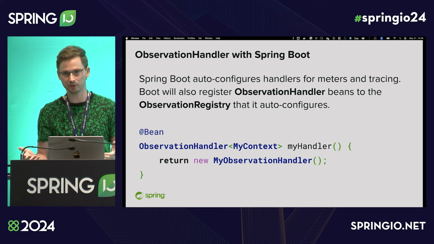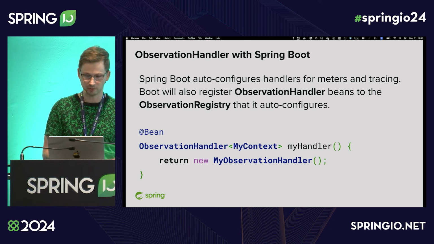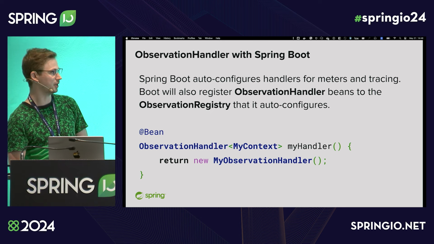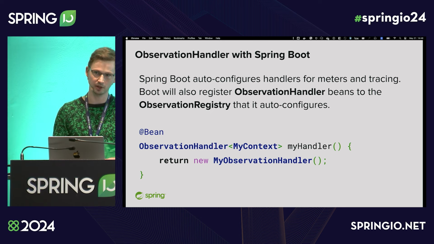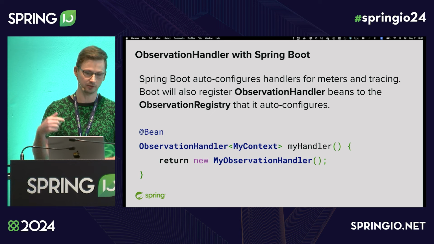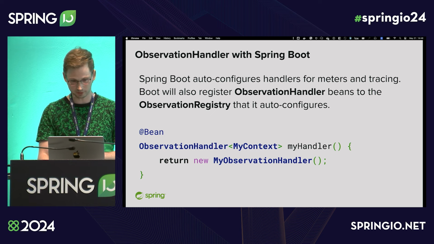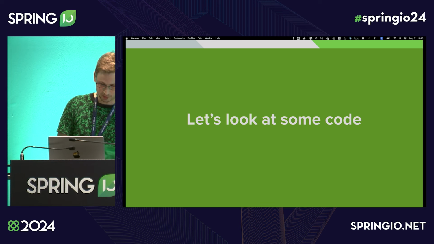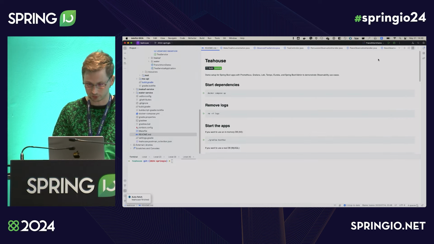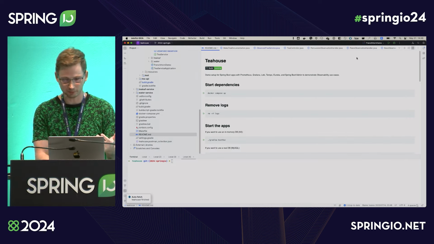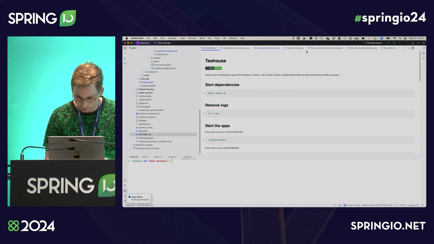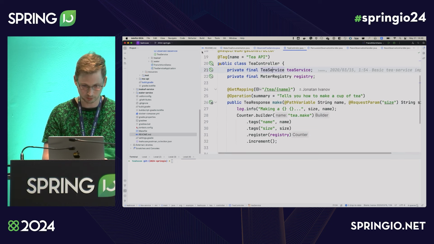And if you wanted to make your own custom handler for anything that you want, Spring Boot will auto-configure that too. You just make a bean of observation handler type, and Spring Boot will automatically configure that on the observation registry. So, hopefully that makes some sense in the abstract, but let's look at some actual code. We're going to use the same application that Jonatan just demoed for you, and we're going to go to the T controller.